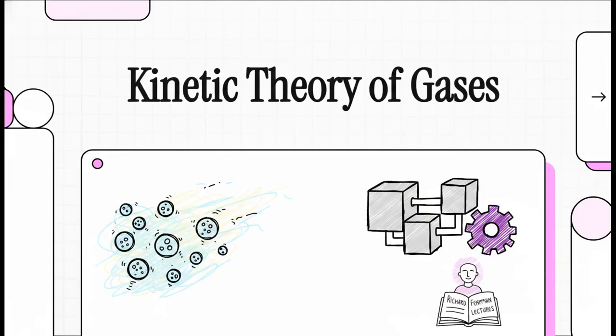Welcome to this explainer. Today we're going to explore how the invisible, completely chaotic collisions of atoms actually create the precise physical laws of our everyday world. Specifically, we'll be breaking down the brilliant foundational concepts from Richard Feynman's lectures on the kinetic theory of gases.